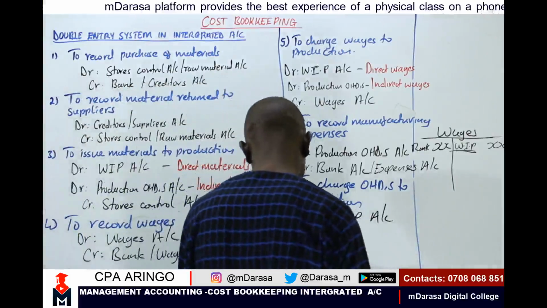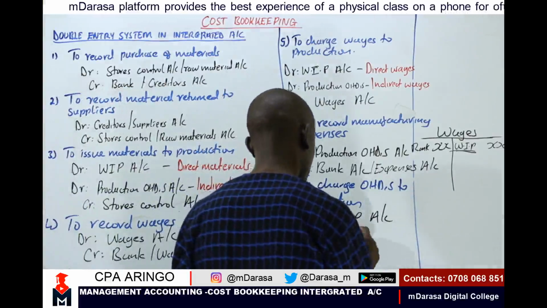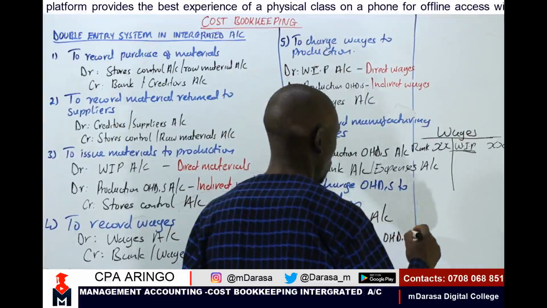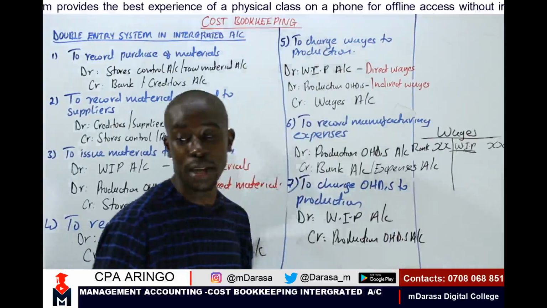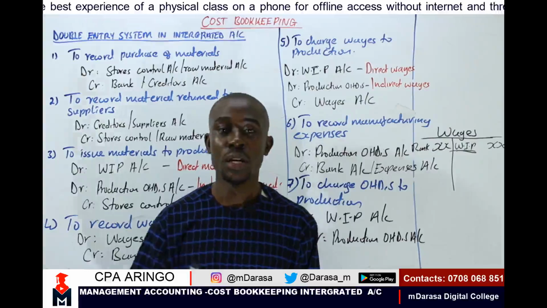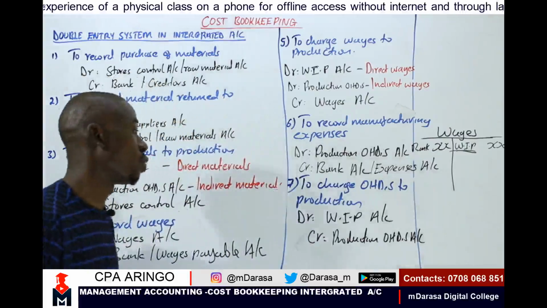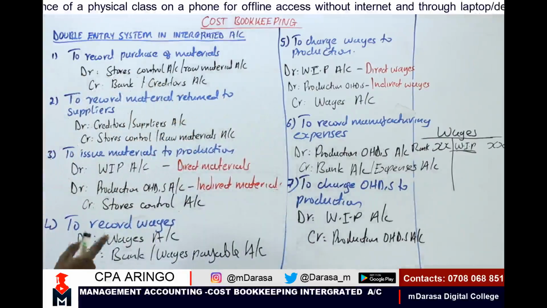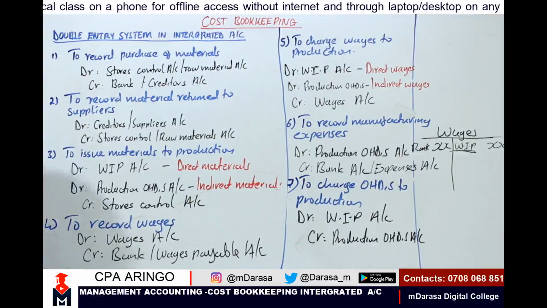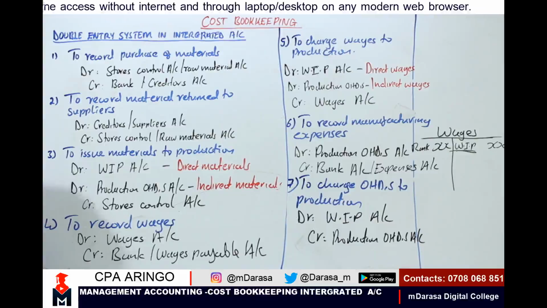Of course, I'll be crediting our production overheads account. Very key concept for us to grasp. So these 7 entries, just up to that point, will give us a key understanding of what will be required whenever I'll be dealing with these accounts.